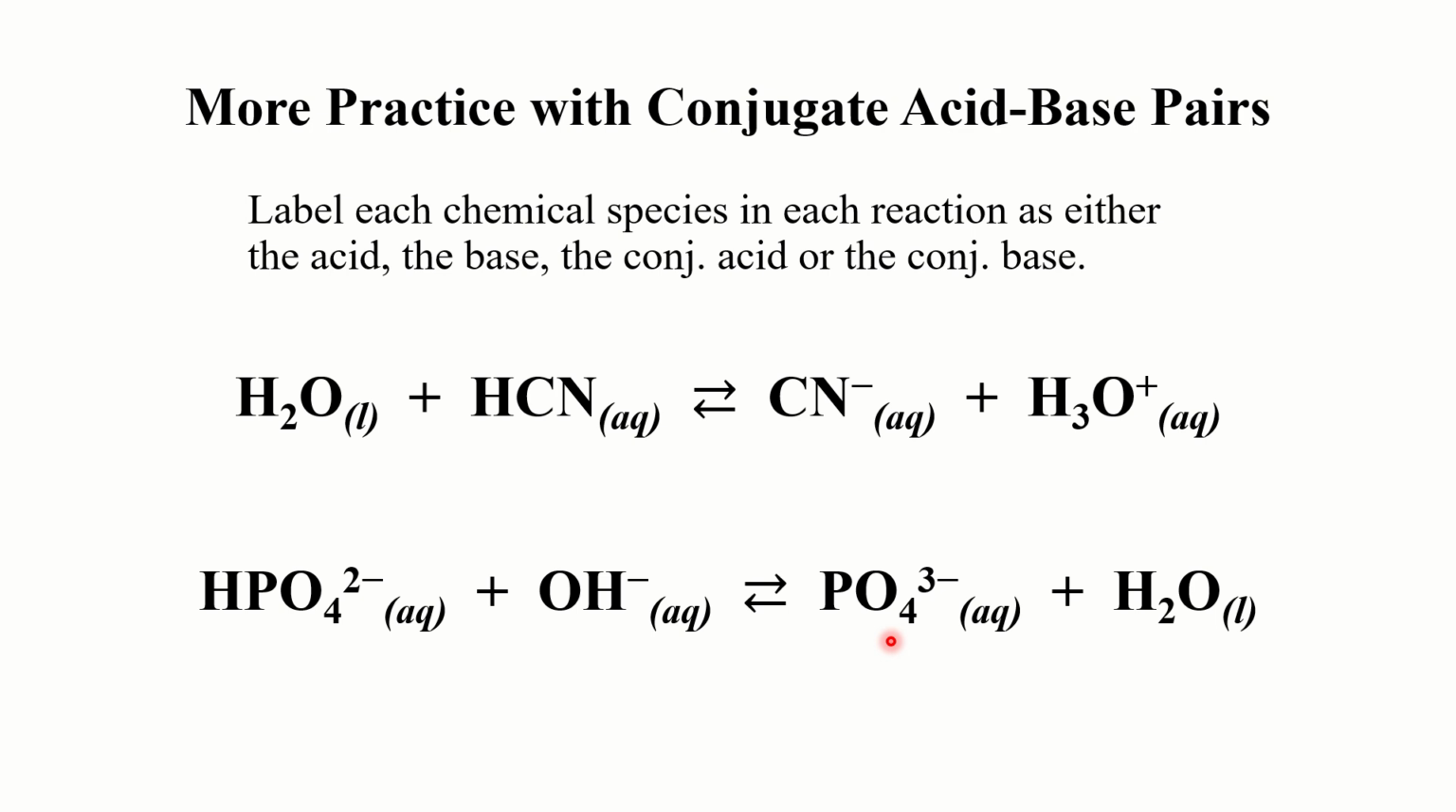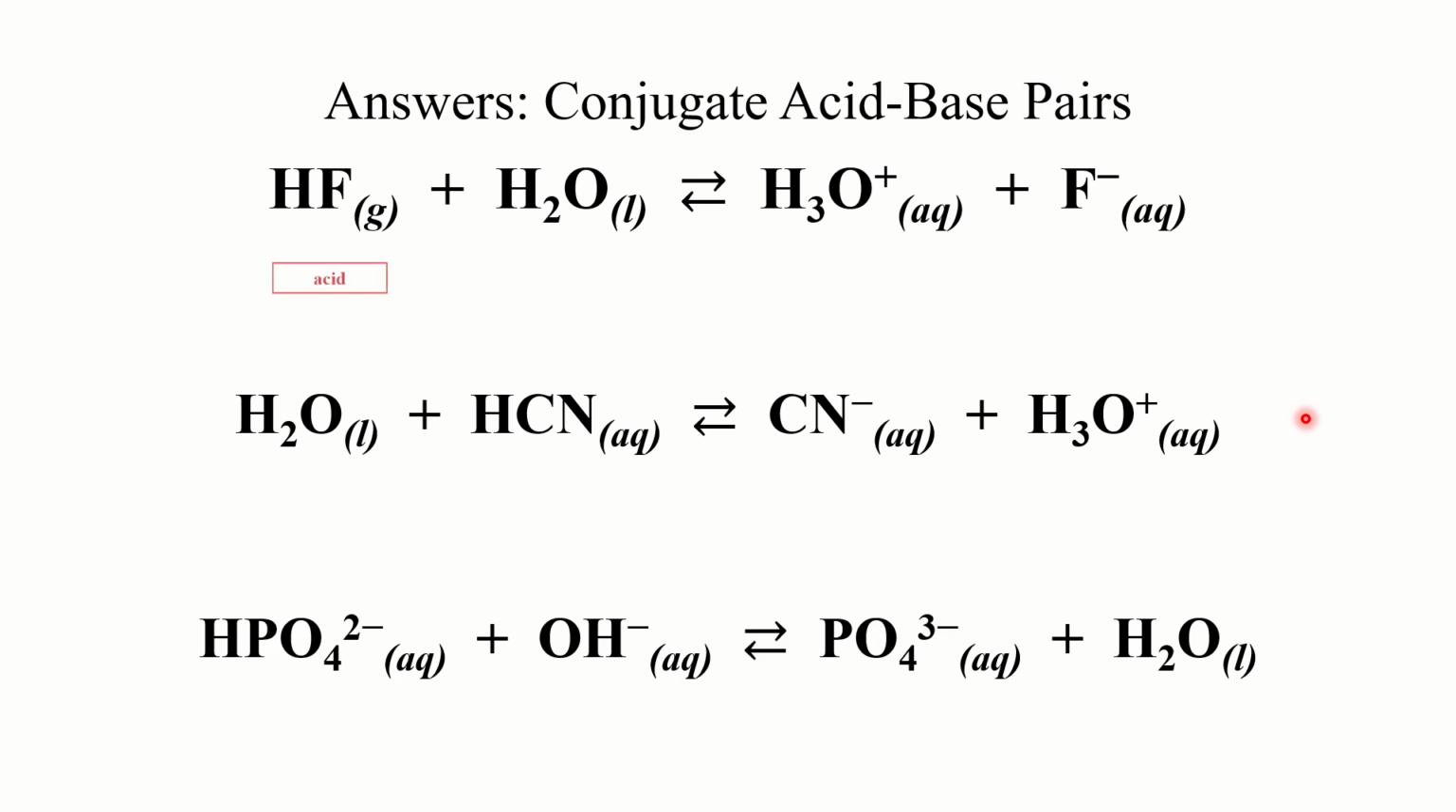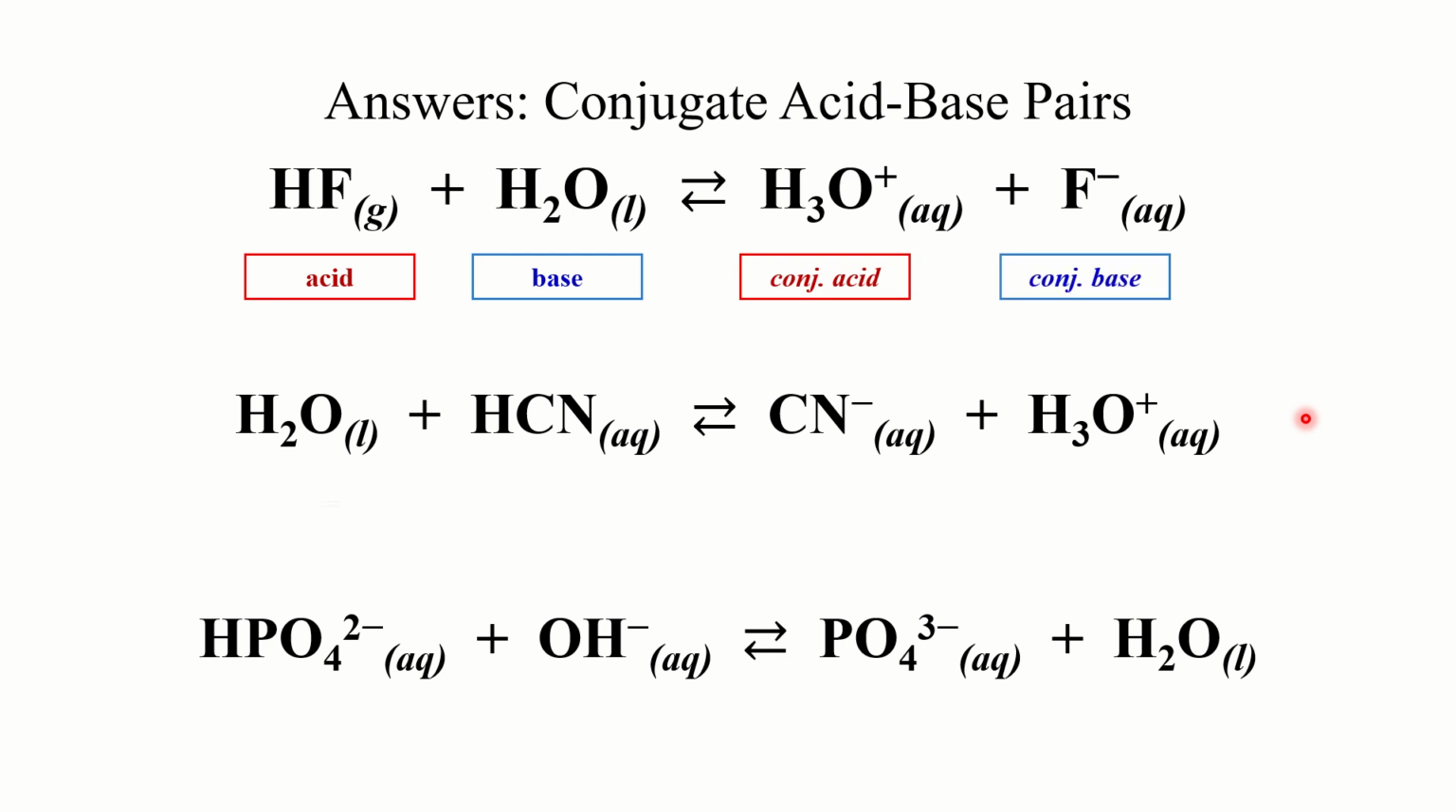And I have 2 more practice problems right here. The answers to all 3 practice problems, the one on the previous slide, plus these 2, will be on the next slide. So please, again, go ahead and pause the video and try these 2 practice problems. Label each chemical species in the reaction as either the acid, base, conjugate acid, or conjugate base. All right, and here are the answers to each of these problems.